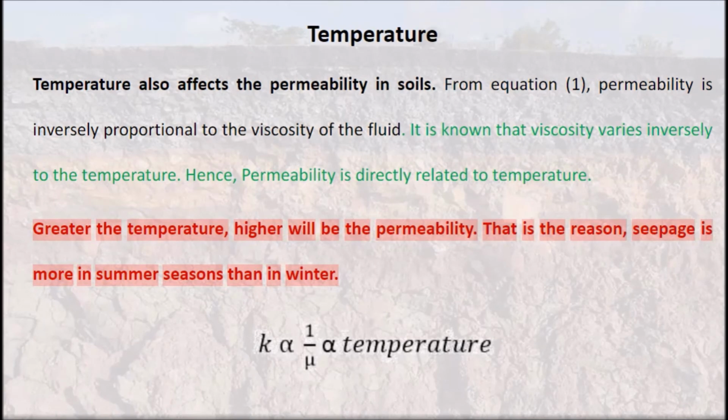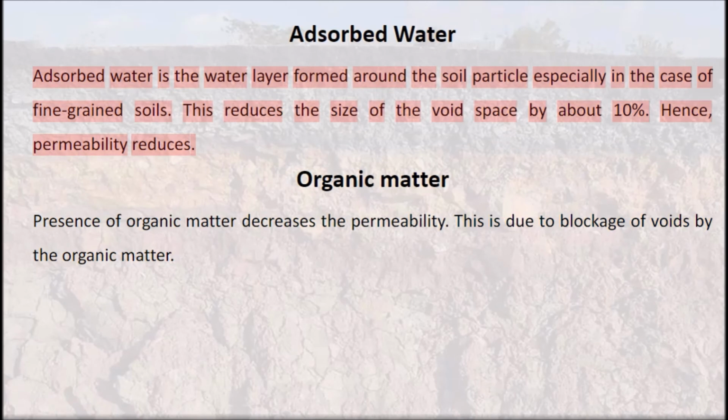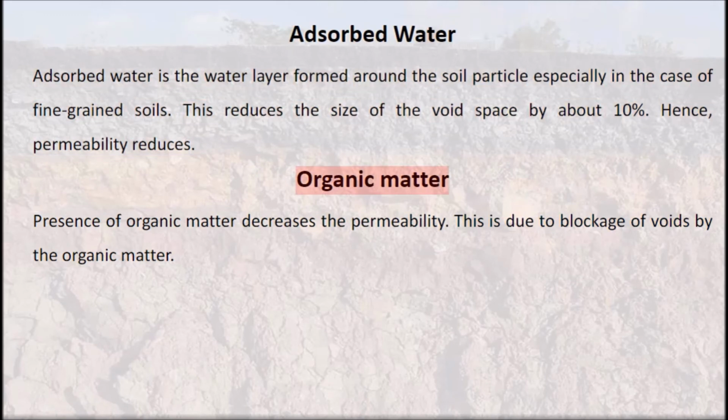Adsorbed water. Adsorbed water is the water layer formed around the soil particle, especially in the case of fine-grained soils. This reduces the size of the void space by about 10%. Hence, permeability reduces. Organic matter. The presence of organic matter decreases the permeability. This is due to blockage of voids by the organic matter.